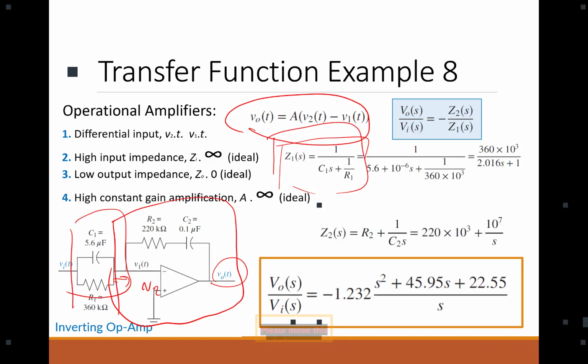Okay, now we have Z1 and Z2. Now look at this. V2 is 0. It's grounded. Correct? What is the characteristic of the op-amp from the input? It has high impedance. What that means? That means there is approximately no current passing between the inverting and non-inverting input. That means there is no voltage drop against that input impedance.